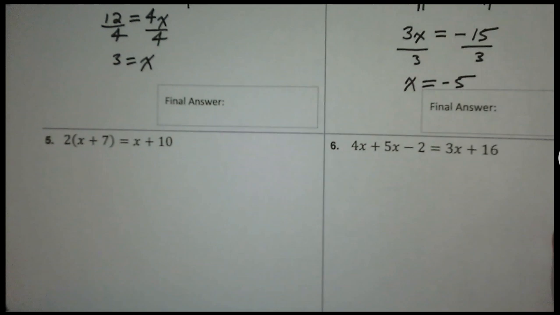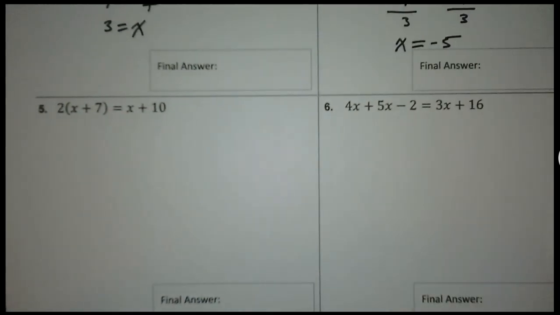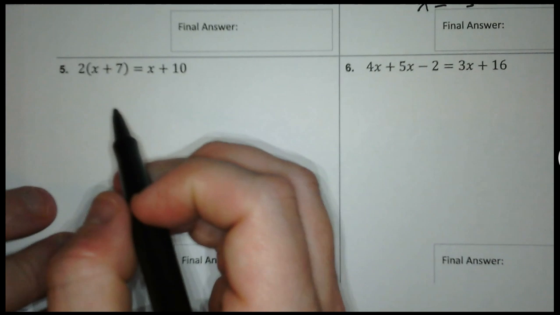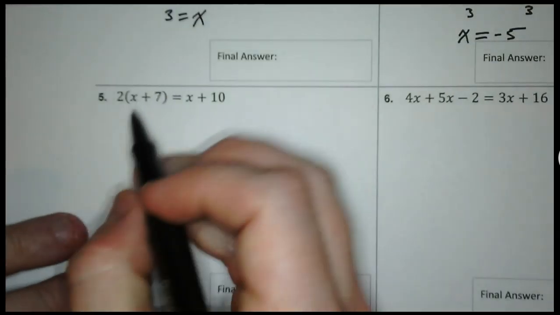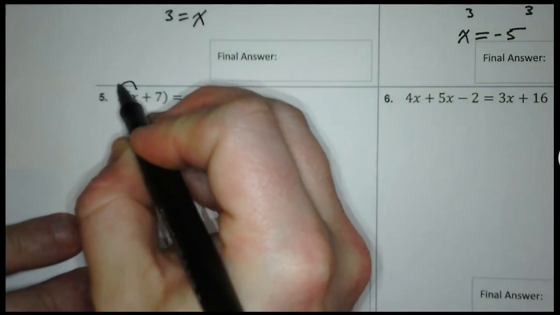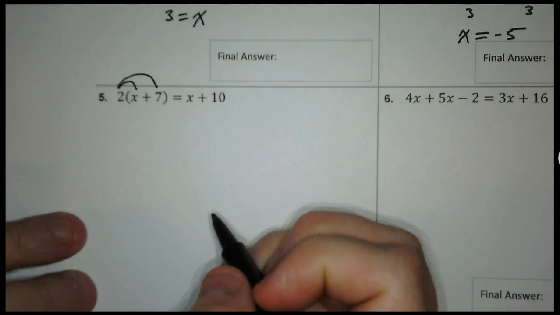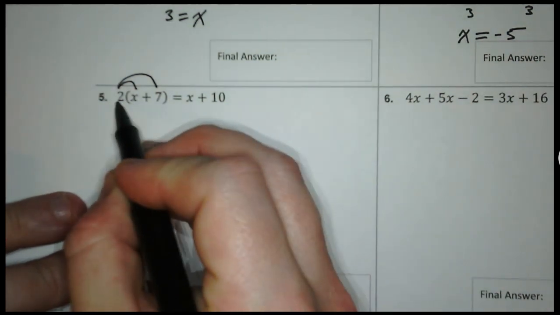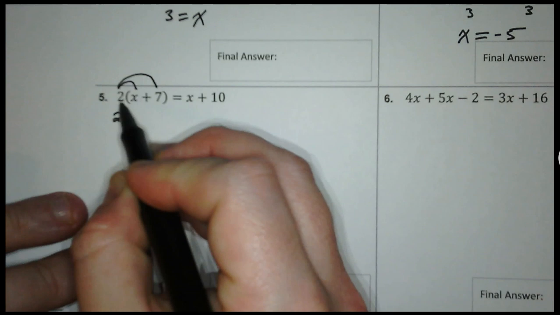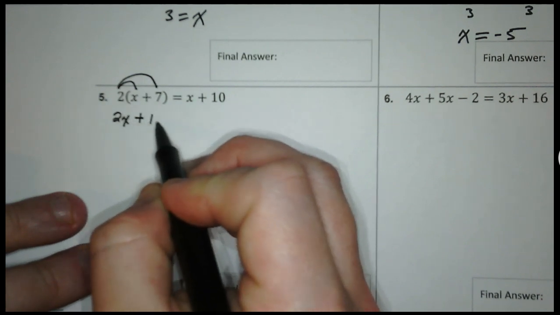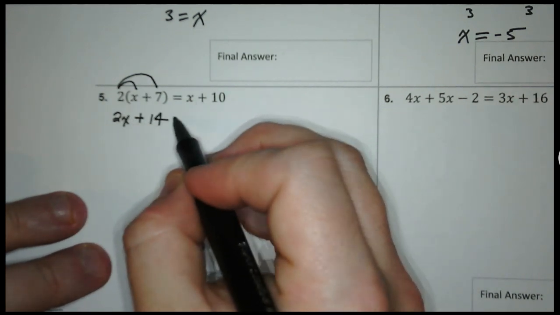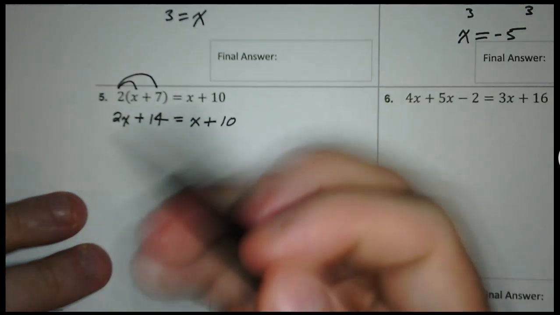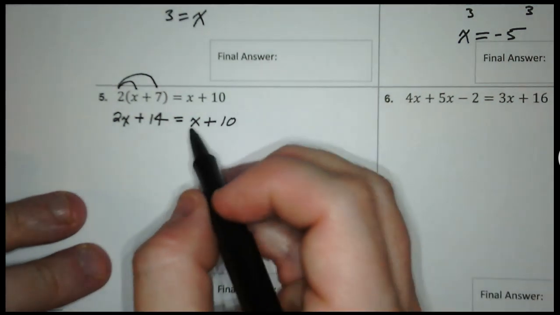Just had to move some clutter around here. Alright, now when we have a bubble, the first thing we need to do is distribute to clear the bubble. So we distribute the 2. That's 2 times x, which is 2x, and then 2 times positive 7, which is positive 14. And then the other side gets brought down, and now we can move on with our business.